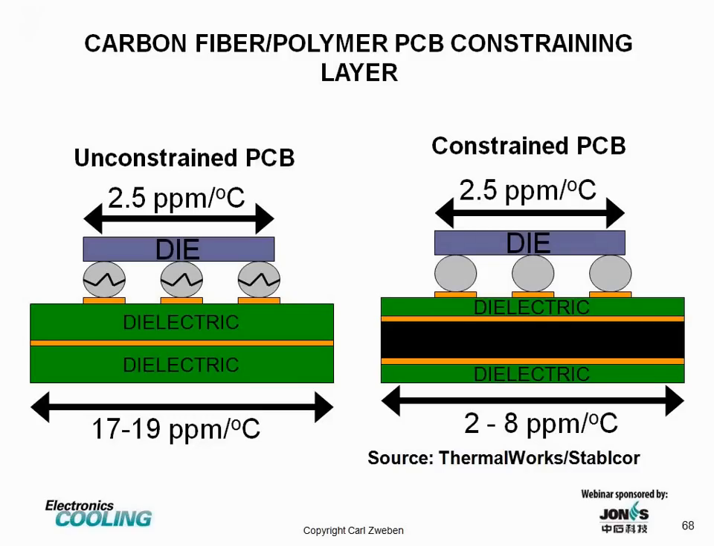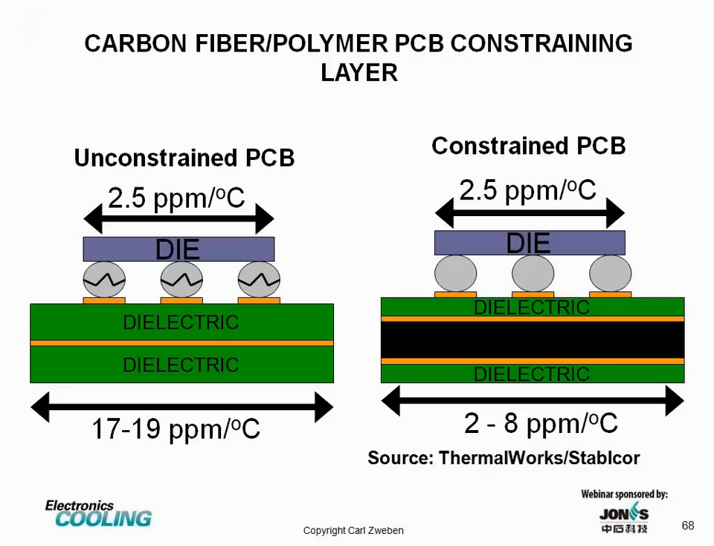One of the problems with fiberglass printed circuit boards, we can see on the lower left, is if we have a die directly attached to the printed circuit board, say silicon with a coefficient of thermal expansion of 2.5 parts per million, attached to a printed circuit board with a coefficient of thermal expansion in the range, in this case shown as 17 to 19 parts per million per degree C. That gives rise to high stresses in the solder joints that can be overcome by use of an underfill, which is a fairly expensive process.